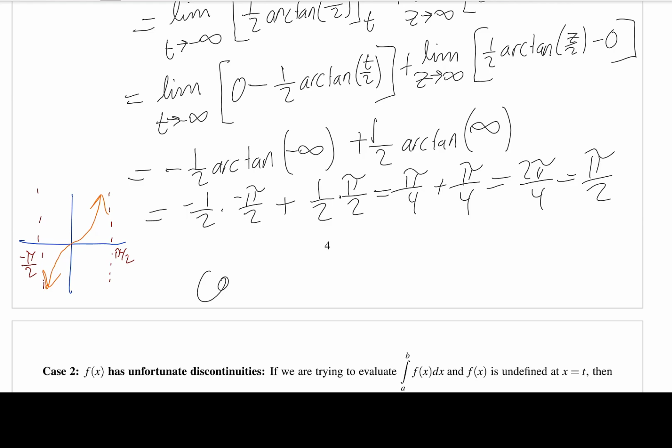So that tells me that our integral converges to pi over 2.